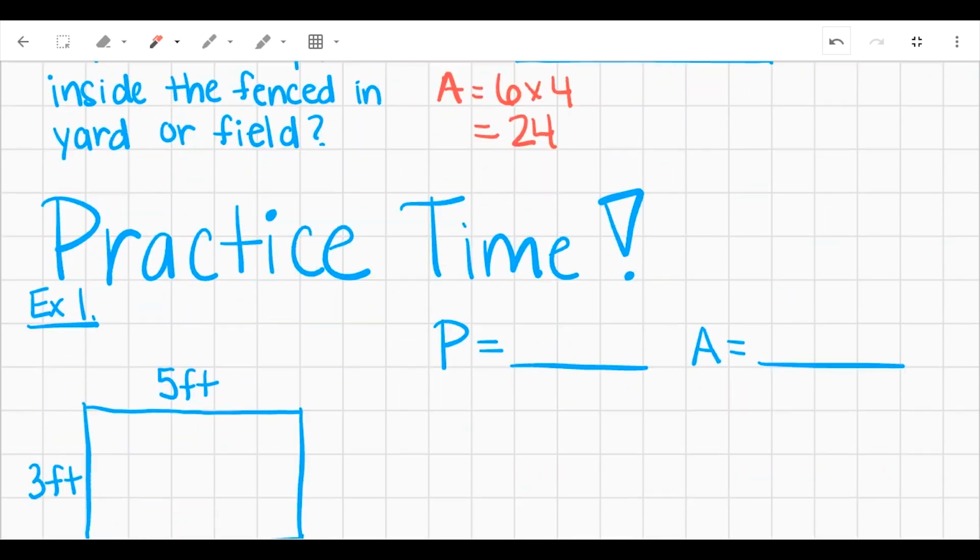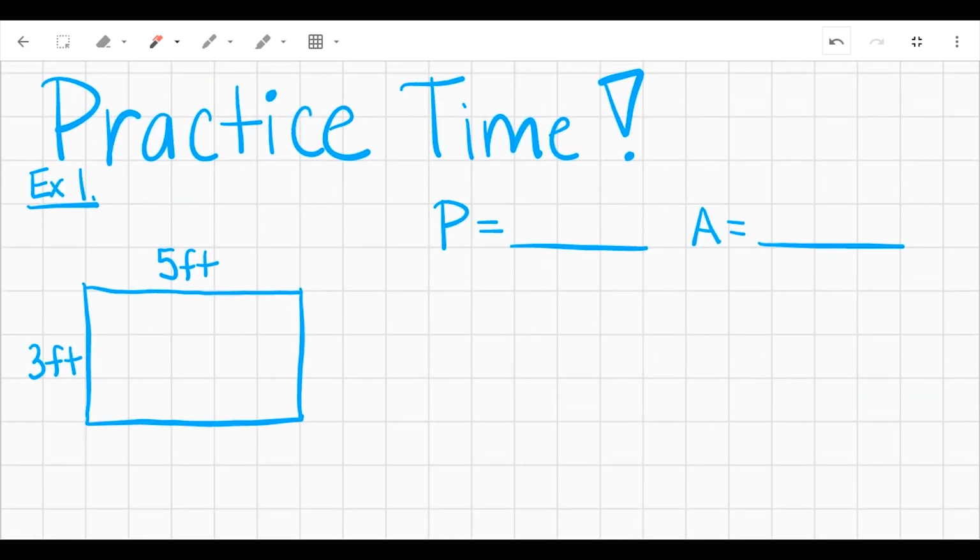So now it's time to do a little bit of practice. The first example, we have a rectangle with a side of 5 feet and a side of 3 feet. This time we don't just have square units, we actually have a measurement. And when we have feet, we would refer to the perimeter having the measure of feet, but our area is going to be square feet. And as we move on, we're going to call that feet squared as well.